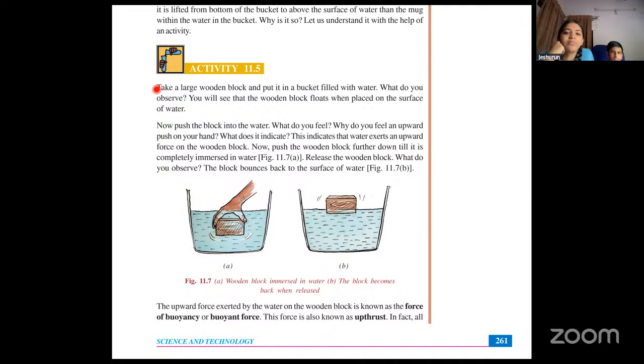Now push the wooden block further down till it is completely immersed in water. Release the wooden block. What do you observe? The block bounces back to the surface of the water. The upward force exerted by the water on the wooden block is known as the force of buoyancy or buoyant force. This force is also known as upthrust.